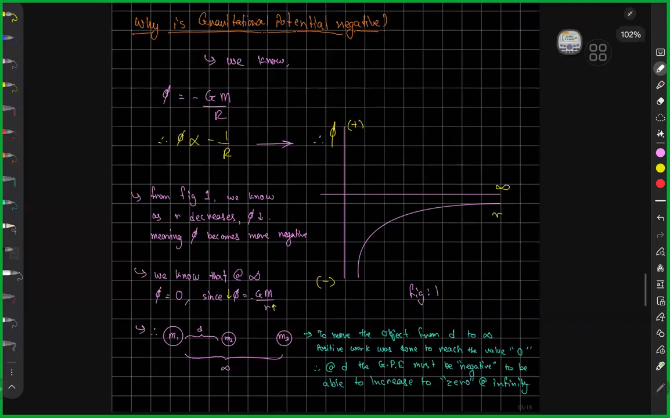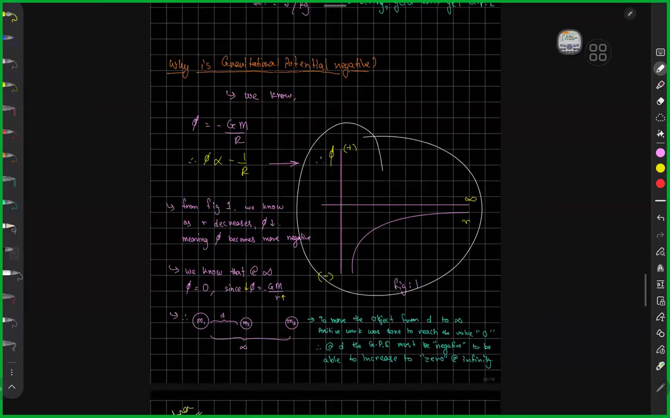Now, why is gravitational potential negative? This is the graph, by the way. So if I have an object at the surface of Earth or the center of Earth, it doesn't really matter because in your syllabus, how gravitational potential energy changes inside Earth is not included. So since that is not included, I won't even get into that because the derivation is quite a bit more complicated. And the graph will look a bit different in that case.